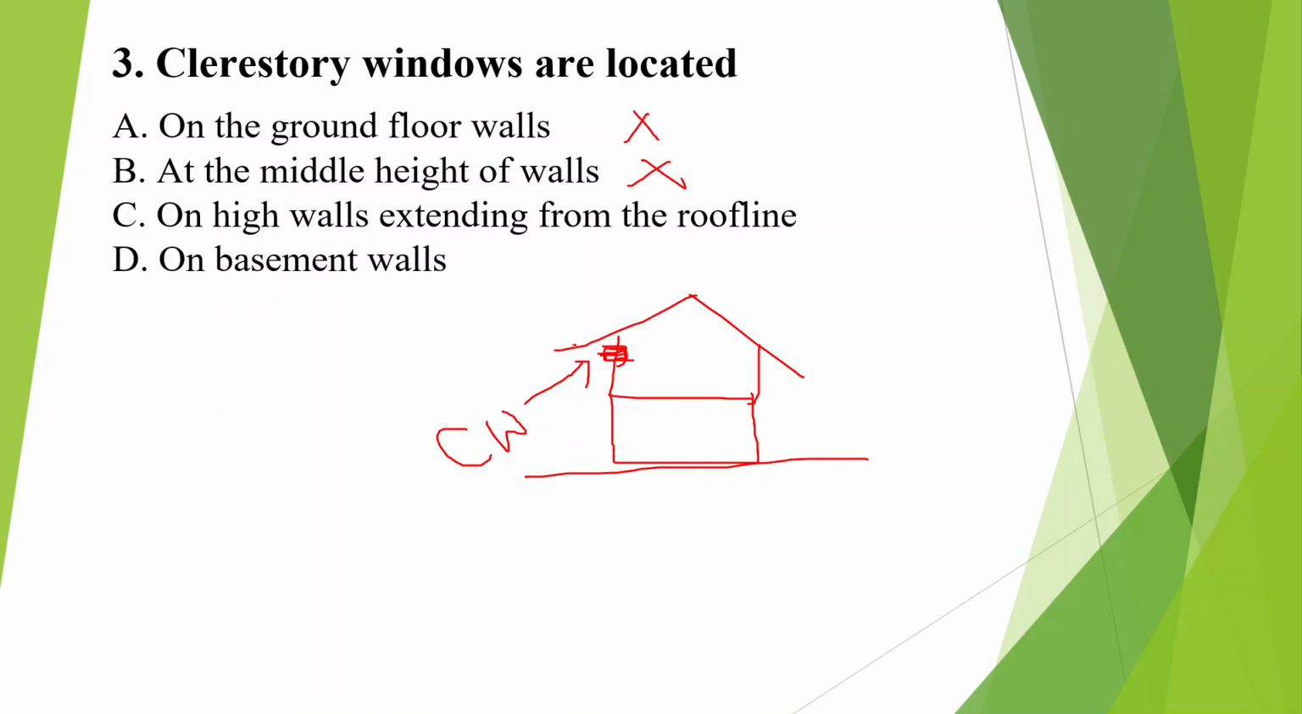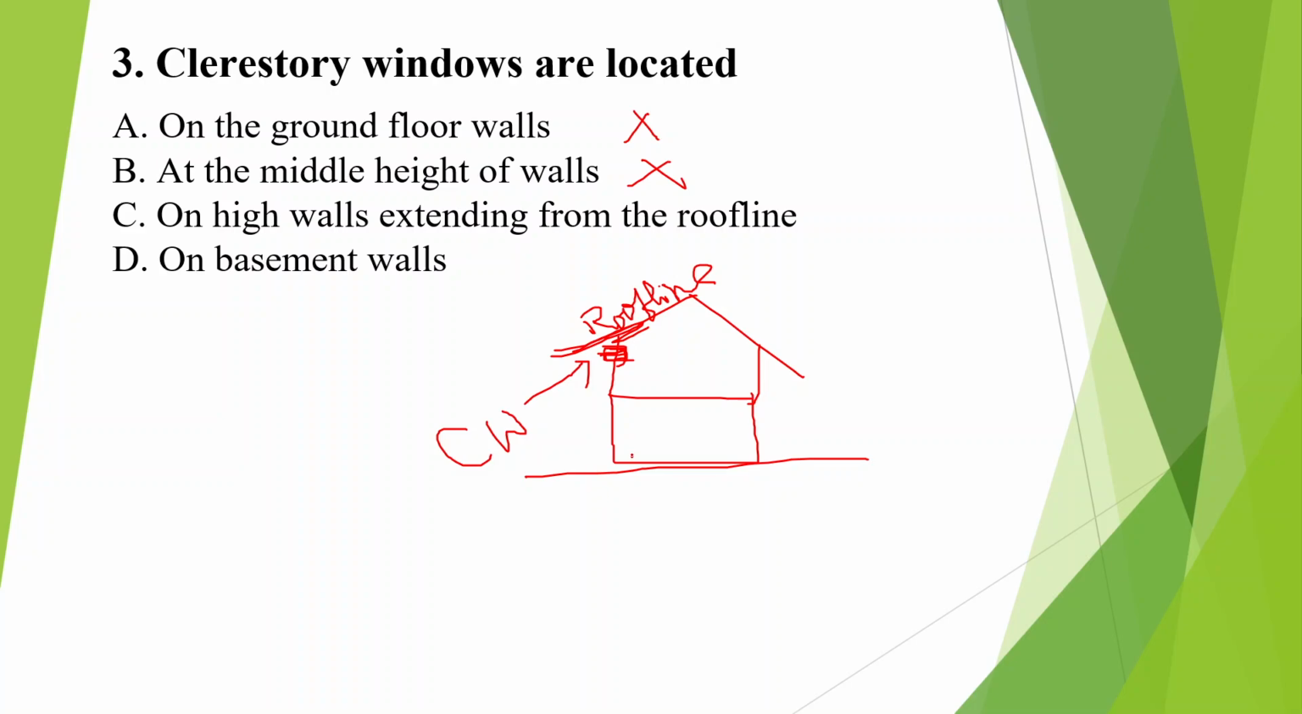So whatever this is, your roof line, you can say. And the extending lines here, these are the extending lines of this roof, and these windows are placed on the high walls, as you can see from the picture as well. So I hope this is clear.